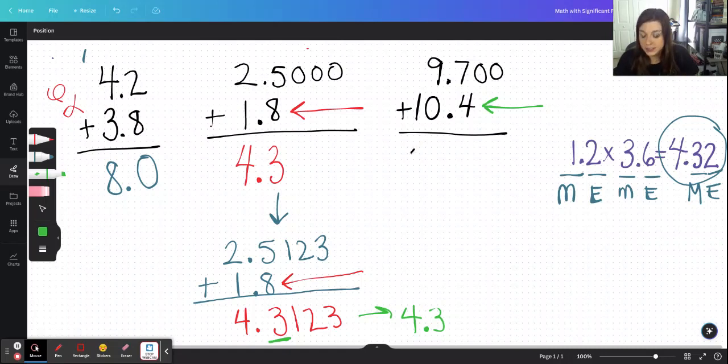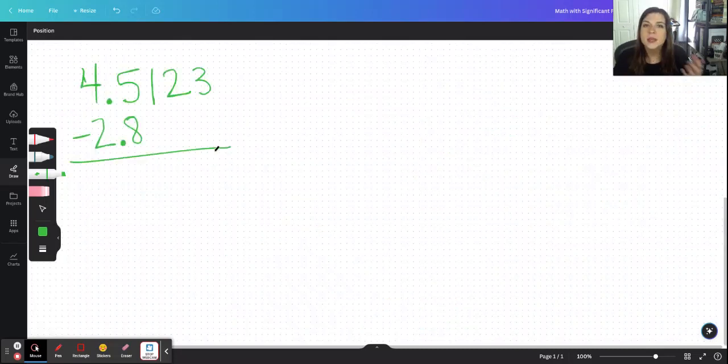The calculator is telling me 20.1, and I am inclined to agree with that. And this is going to be the correct answer because it has one digit behind the decimal, just like our least precise measurement. The same rules are going to apply for subtraction as well.